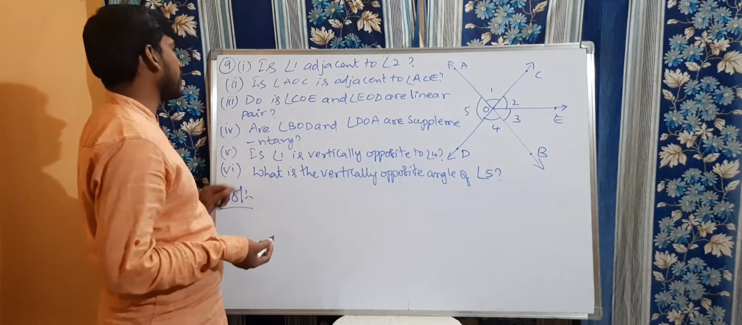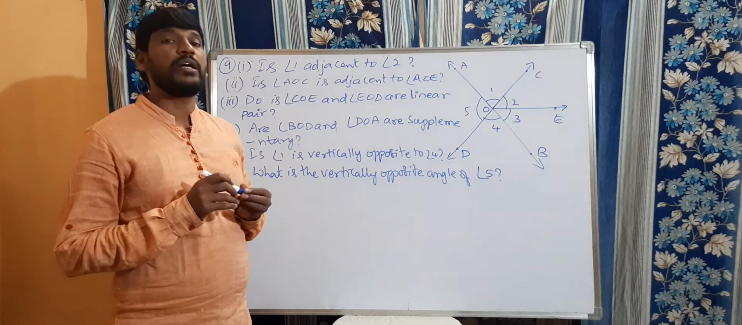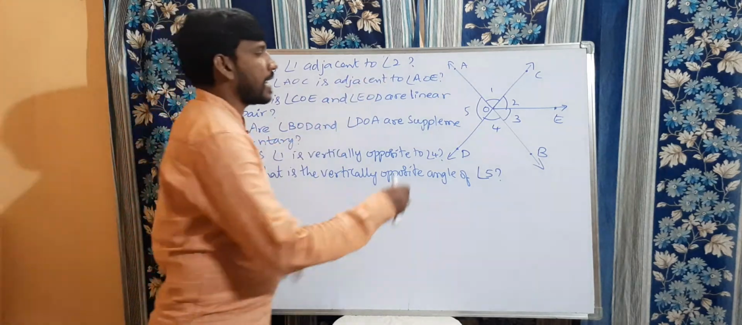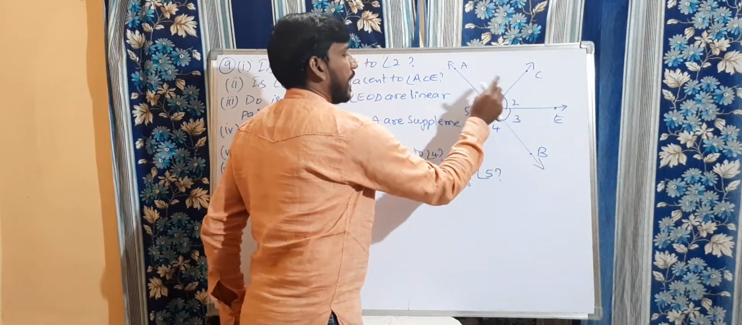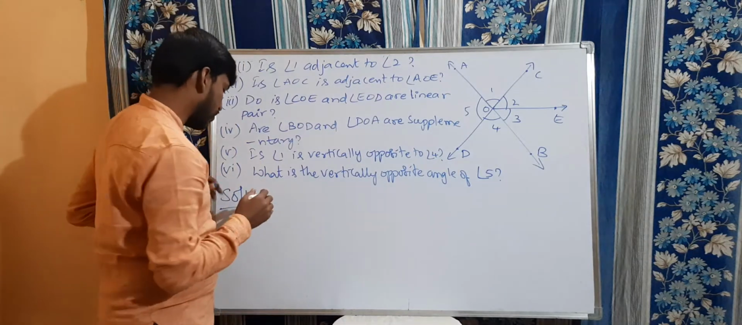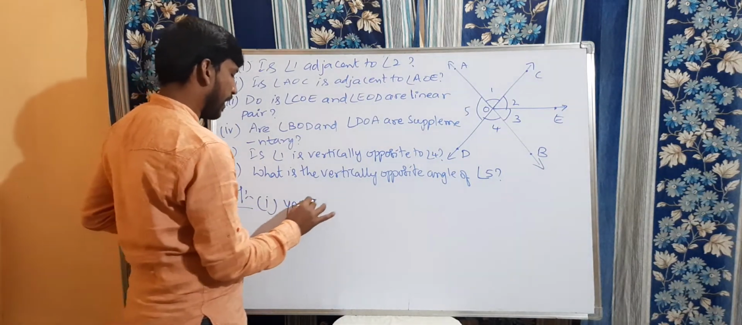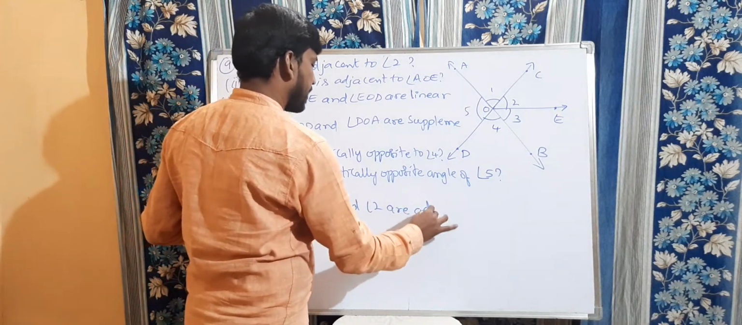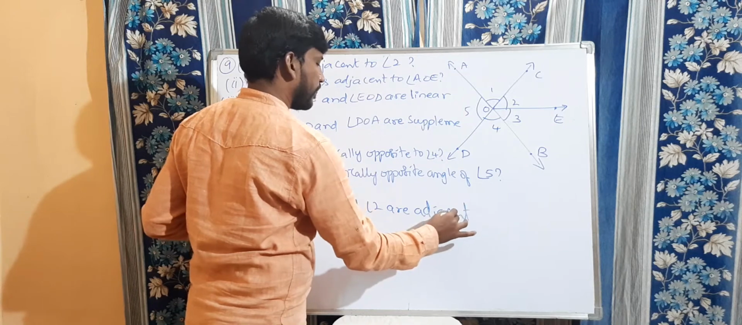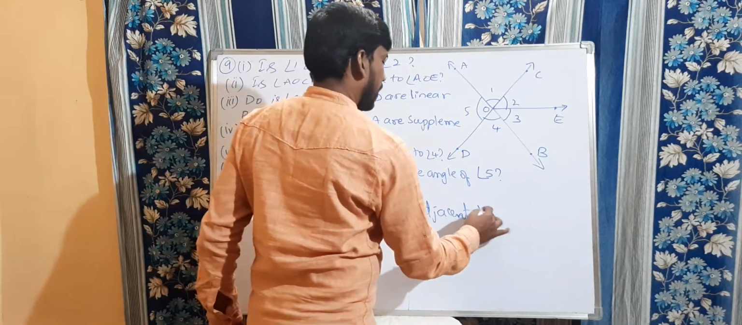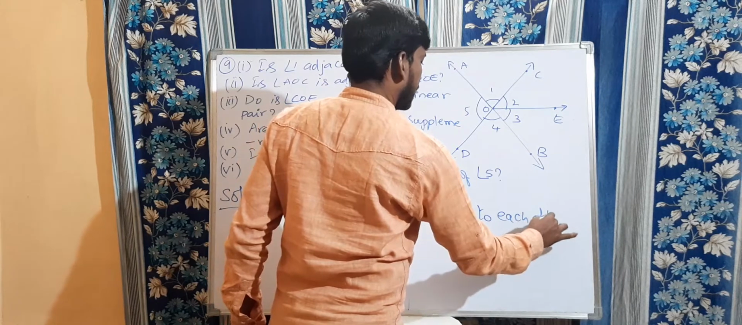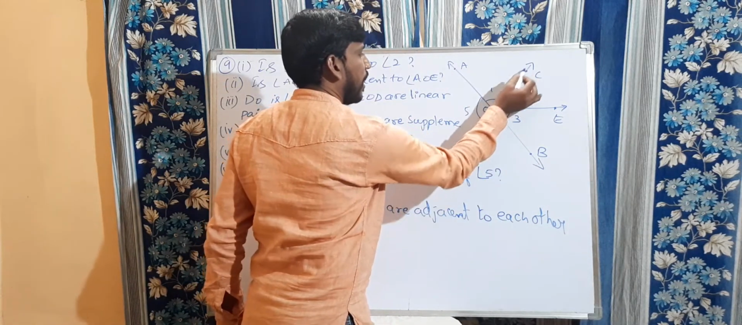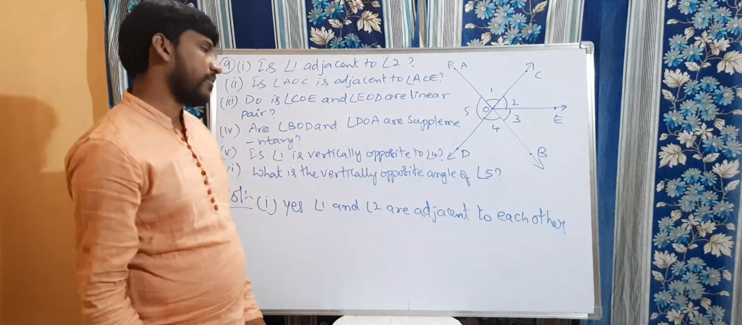Okay, solution. Now see this here, first question. In that 9th question, first bit, is angle 1 adjacent to angle 2? They are asking whether angle 1 and angle 2 are adjacent angles or not. Yes. First answer is yes. Angle 1 and angle 2 are adjacent to each other. Why? Because these two angles have the common vertex and the common arm OC. Clear? First one is yes.